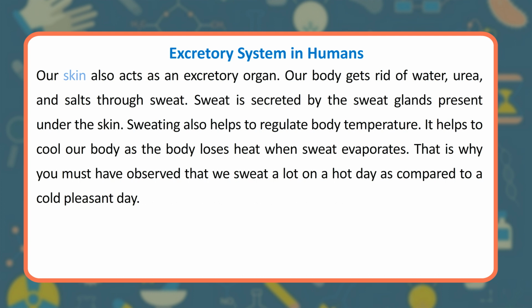Our skin also acts as an excretory organ. Our body gets rid of water, urea, and salts through sweat. Sweat is secreted by the sweat glands present under the skin. Sweating also helps to regulate body temperature. It helps to cool our body as the body loses heat when sweat evaporates. That is why you must have observed that we sweat a lot on a hot day as compared to a cold, pleasant day.